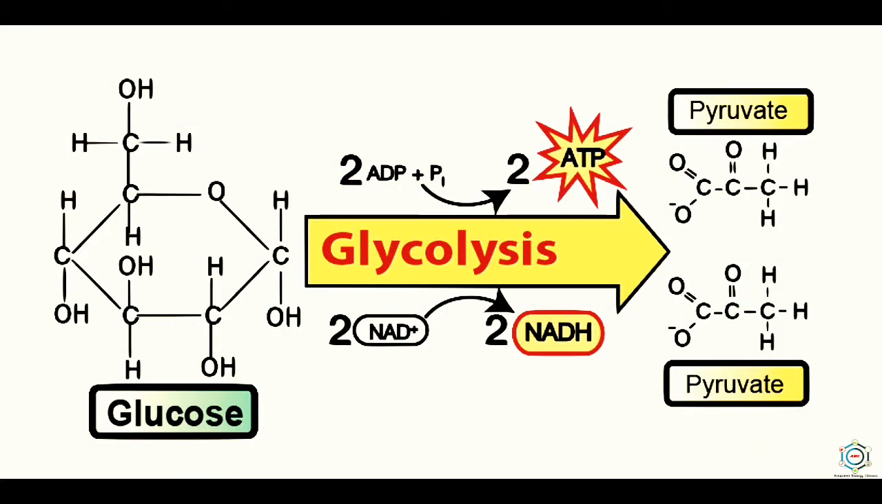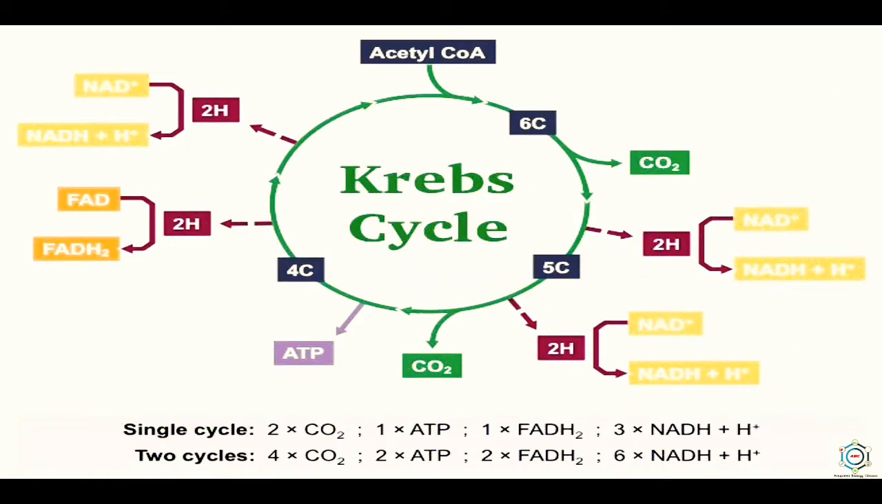We have already learned that complete aerobic breakdown of one molecule of hexose, that means sugar, glucose, results in the release of two molecules of NADH from glycolysis and 8 molecules of NADH and 2 molecules of FADH2 within the mitochondrial matrix from the Krebs cycle.